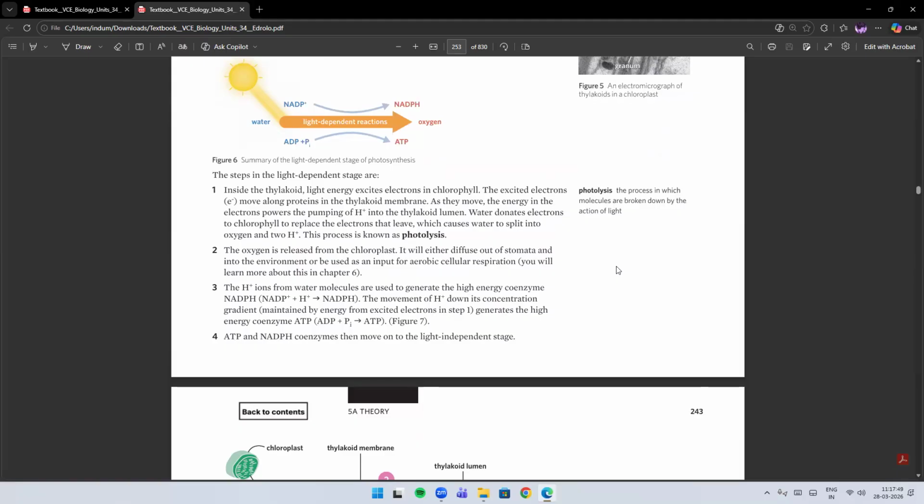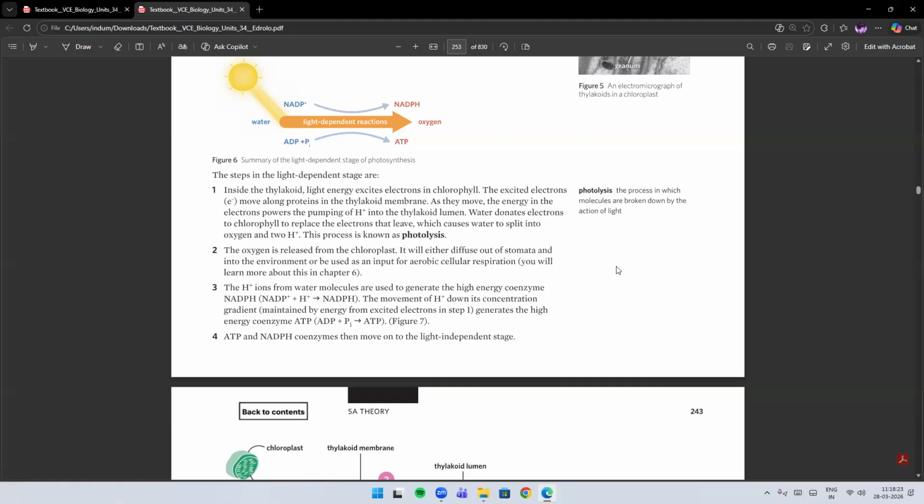The excited electrons move along proteins in the thylakoid membrane. As they move, the energy in the electrons powers the pumping of hydrogen ions into the thylakoid lumen. Water donates electrons to chlorophyll to replace the electrons that leave, which causes water to split into oxygen and 2 hydrogen ions. This process is known as photolysis. Photolysis, the process in which molecules are broken down by the action of light.